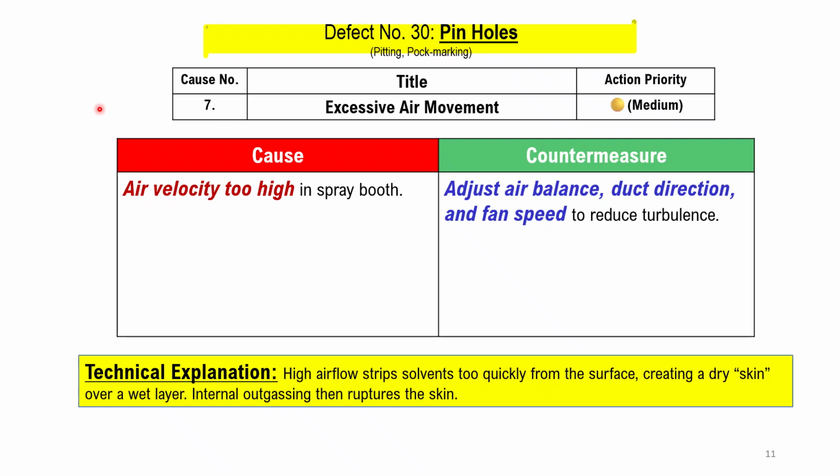Seventh probable cause could be excessive air movement, that is, air velocity too high in spray booth. High airflow strips solvents too quickly from the surface, creating a dry skin over the wet layer. Internal outgassing then ruptures that skin. Therefore, the recommended countermeasure is adjust air balance, duct direction, and fan speed to reduce turbulence.